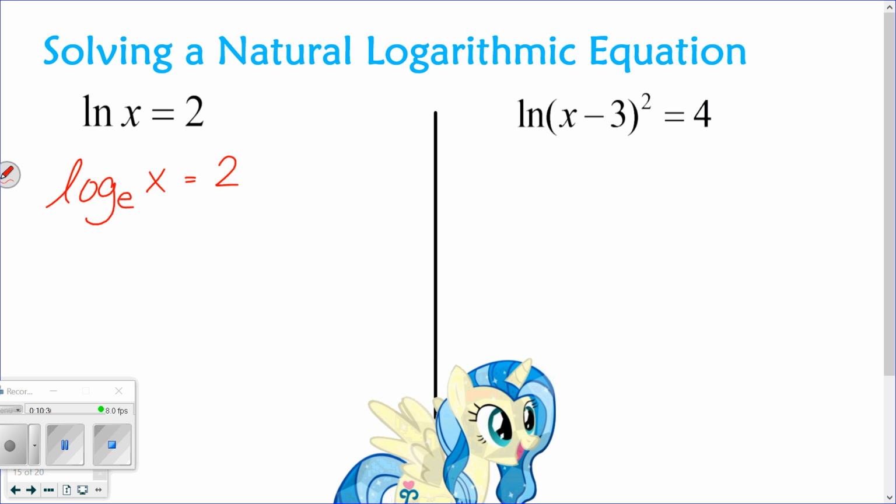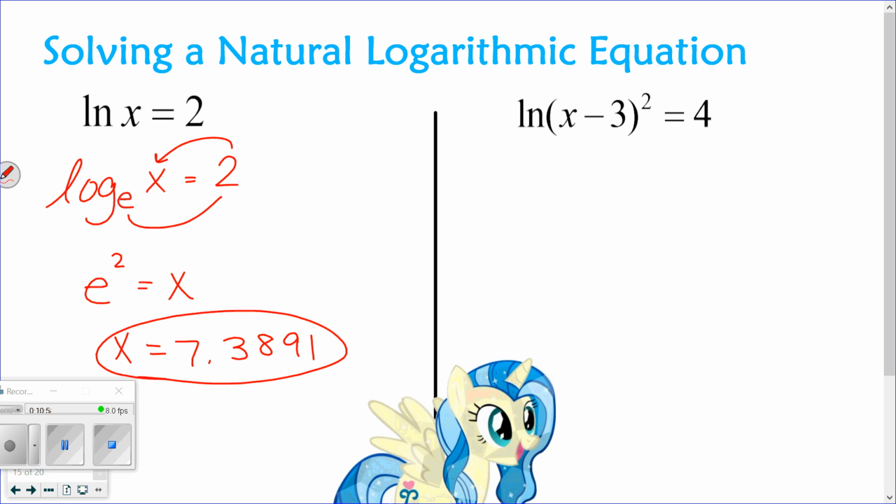So now can I loopy swoopy this? Yeah. E squared equals x. What is E? Just type it in. E is a number. So x equals 7.3891. Double check the digit after that. Round it to 4 spots. That's not terrible, right? It's just recognizing that natural log is log base E.